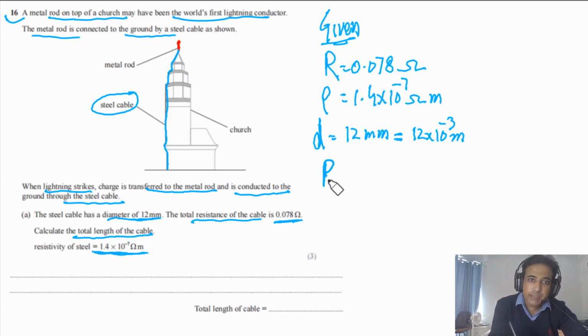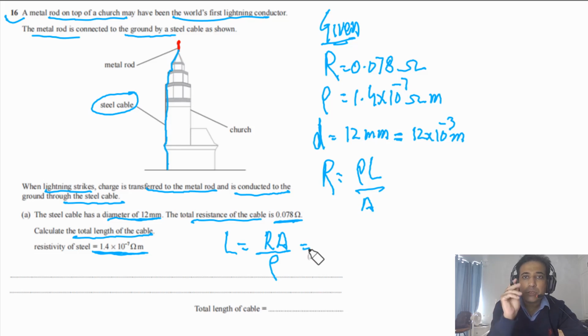So for resistance you need to understand R is equal to rho L by A. We need to find out value of L, so we can rearrange this one. We can write down here L will be equal to RA divided by rho. Now simply you need to plug in values.